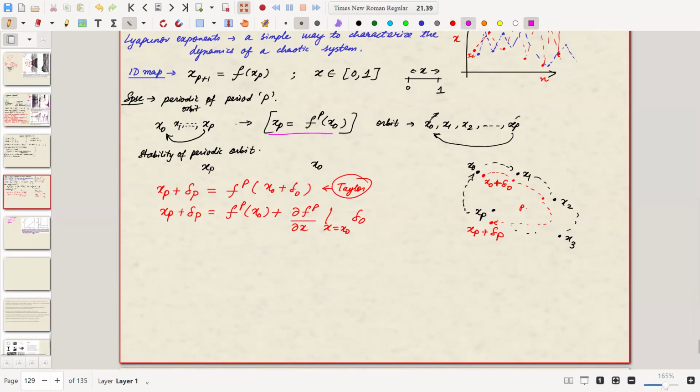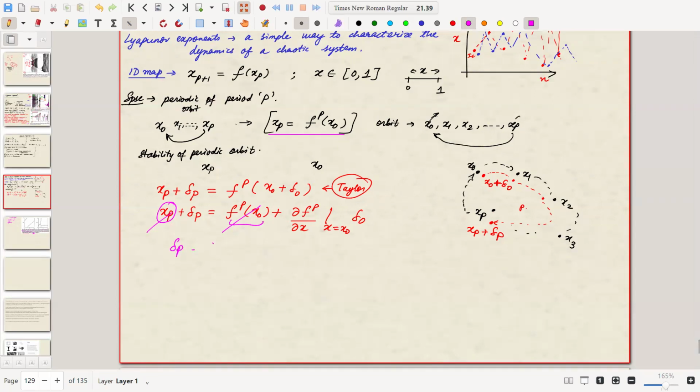Remember, xp is equal to fp of x naught. Do you see xp here? Do you see fp of x naught? They are equal, right? So you can cancel them off. Cancel them off. So what are you getting?